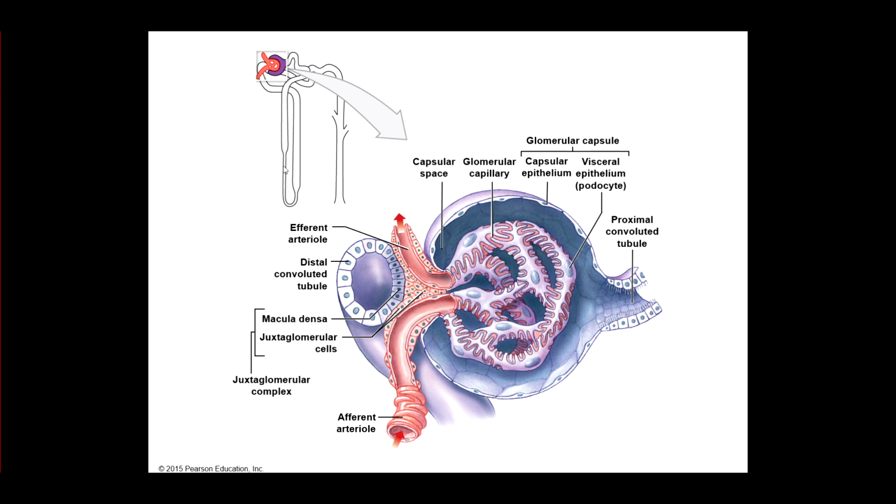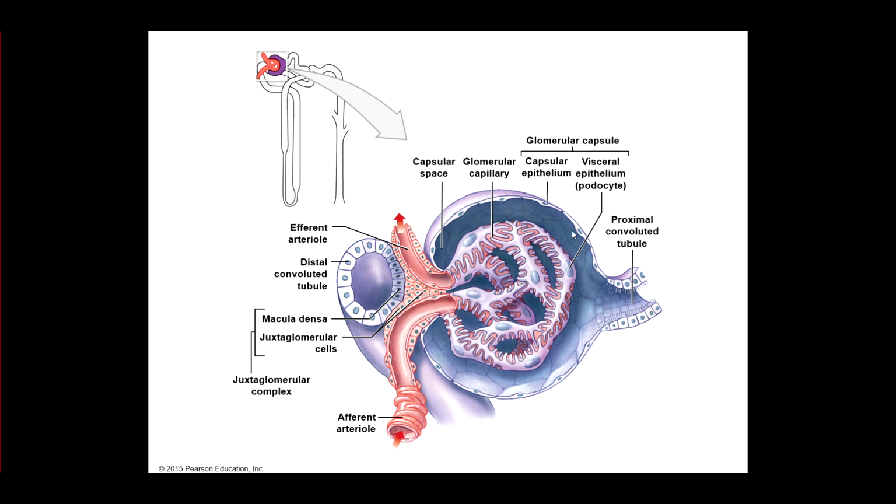Now, the glomerulus is the blood vessels that are inside here, but they're covered by a cell known as a podocyte. This is what we're going to refer to as the visceral epithelium. This is going to be the inner lining of the glomerular capsule. So it's these cells that are on the blood vessels, right? They're going to be the inner lining of this capsule right here. So we have the visceral epithelium, that's the podocytes on the glomerular capillaries. Then we have the simple squamous epithelium. They form the capsular epithelium.